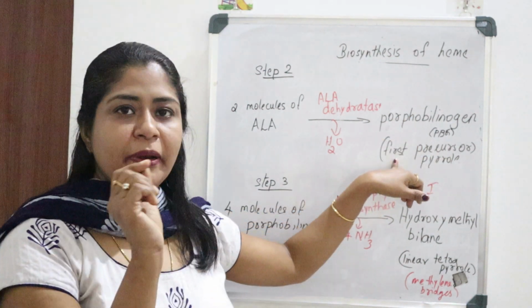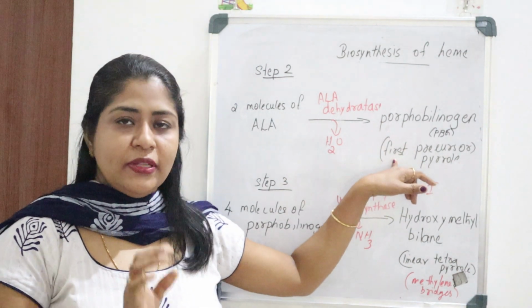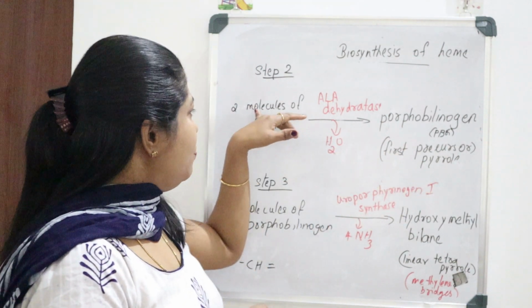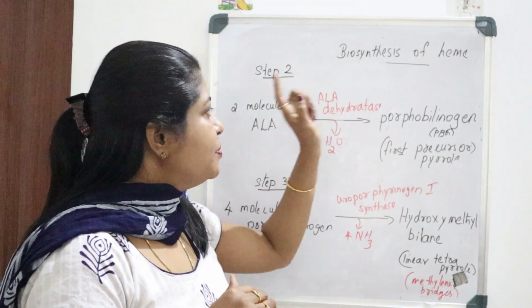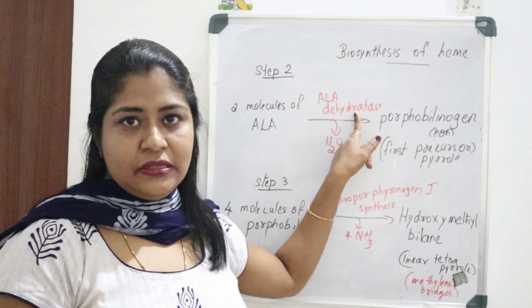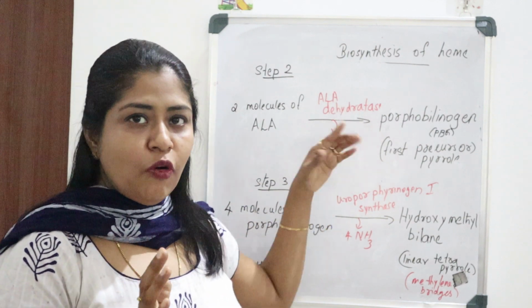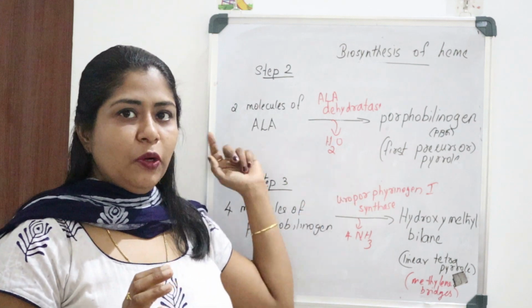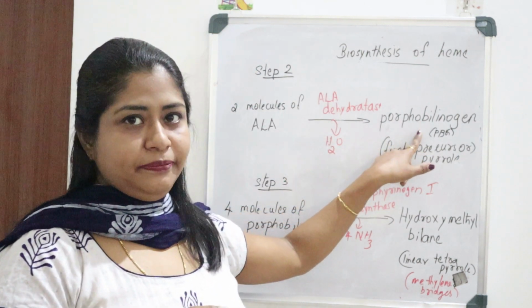Porphobilinogen is the first precursor pyrrole formed. So that is the precursor. Two molecules of ALA are joined, catalyzed by the enzyme ALA dehydratase. Dehydratase means there will be removal of water here, producing porphobilinogen.